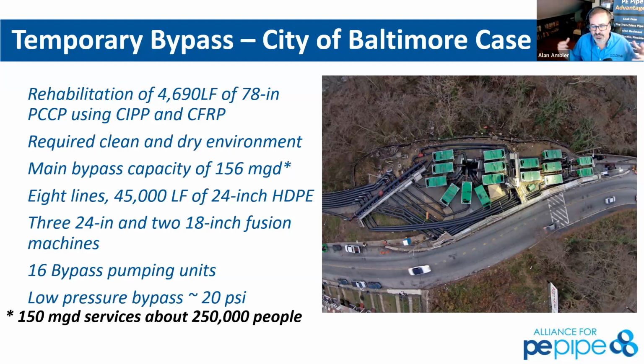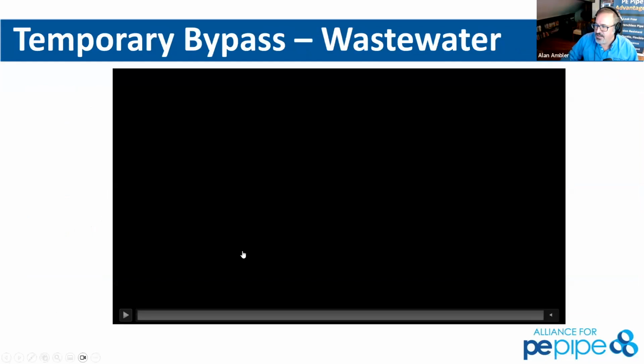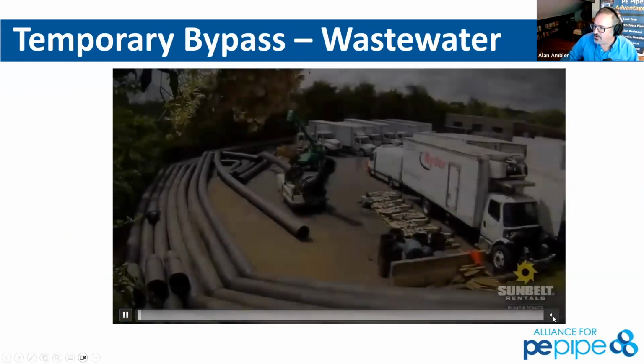So now we have to predict how much goes through the sewer, which we have good numbers on, but then how much it could rain, which we don't necessarily have good numbers on. 45,000 linear feet of 24-inch HDPE ran through this, and getting that together, to get the project going, took a lot of work to really make it all happen. I love to show this video and talk through it.